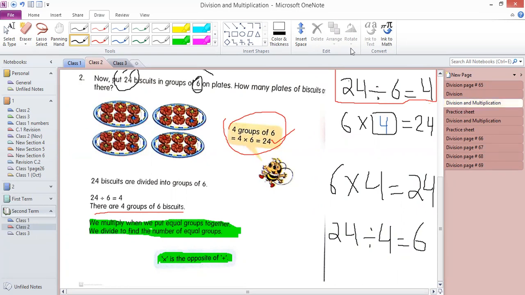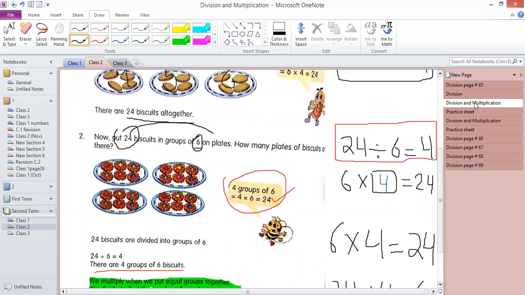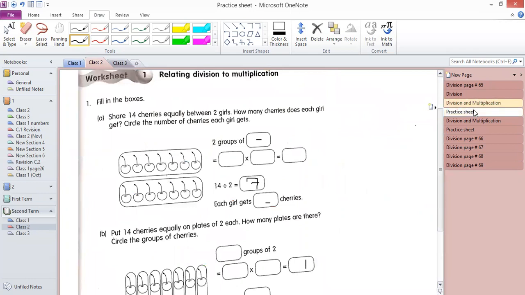All right, guys. So I was telling you the relationship between multiplication and division. Multiplication is exactly opposite to division. With one multiplication sentence, I can make 2 division sentences as well. So let's come here first, guys. This is also one of the 2 examples, also out of the book. What you have to do here: share 14 cherries equally between 2 girls.